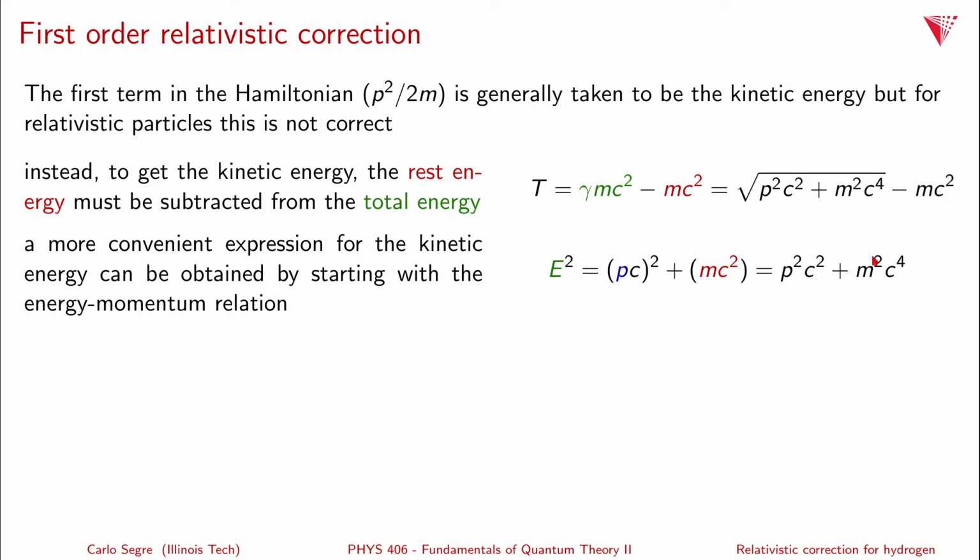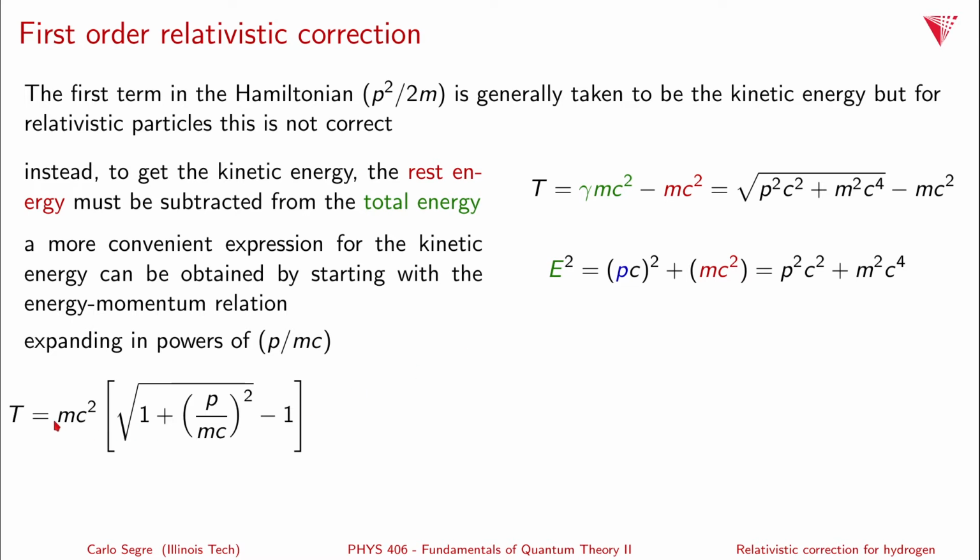So, if we now take the total energy, E, and subtract the rest energy, we have to take this quantity's square root minus mc squared. And so that's what I've written up here. I have the square root of p squared c squared plus m squared c to the fourth, minus mc squared. And that's now the kinetic energy. We can now expand this expression in powers of p over mc. So if I divide this by mc, I'm going to get that the kinetic energy is equal to mc squared.